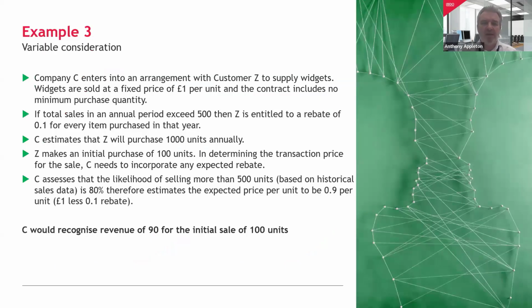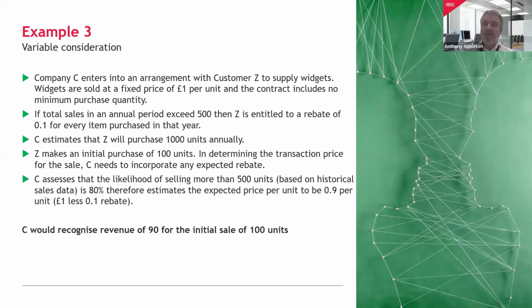So here we have company C, which entered into an arrangement with customer Z to supply widgets. We always use that, but I'm still not quite sure what one is. And we sell them at a fixed price of £1 per unit. The contract includes no minimum purchase quantity. But what we say is we'll give you a volume rebate, or rather company C says they will give their customer a volume rebate. If total sales in the annual period exceed 500, then you will get a rebate of £0.1 for every item purchased in that year.